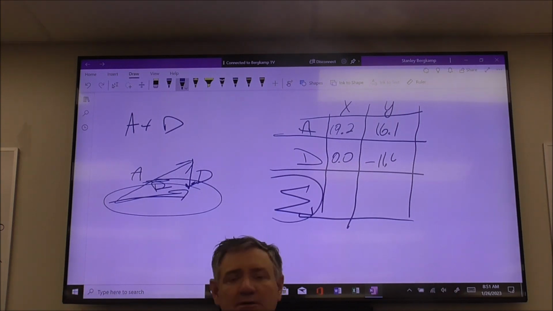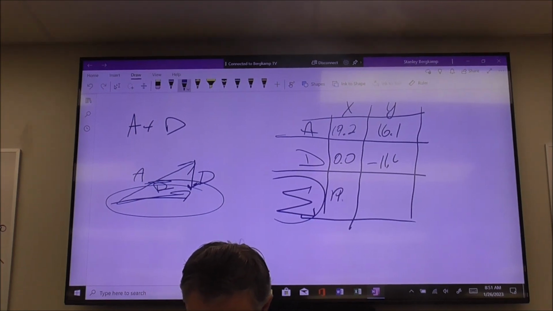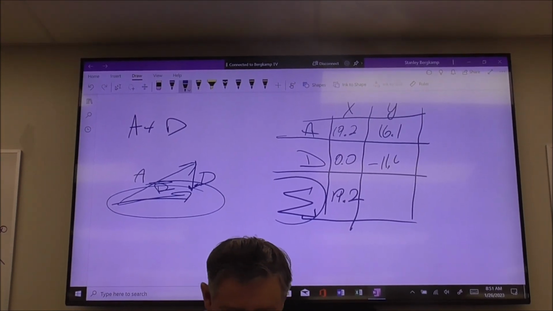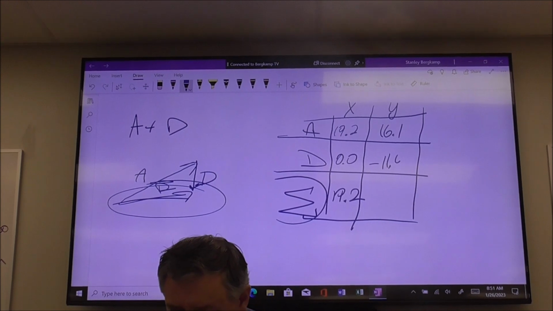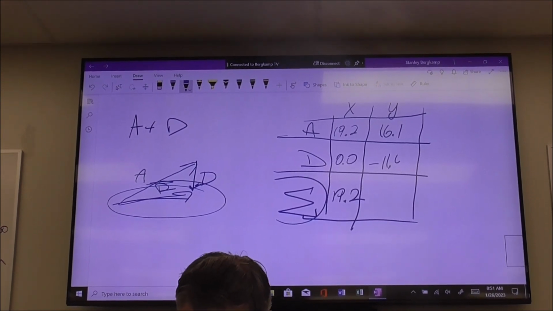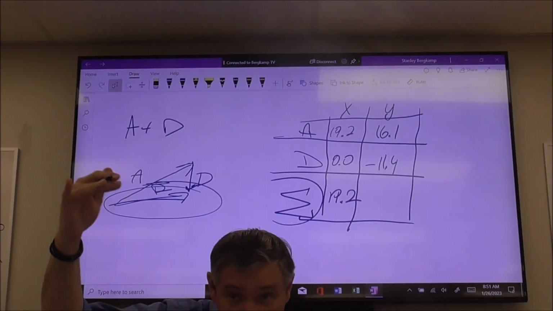Sigma means sum, so we're just going to add these columns together. So we're going to take 19.2 plus 0, and I think I should get 19.2. You can plug it into your calculator, but I think that's right. And then I'm going to take 16.1 plus this negative 11.4, which is D's, which all I did was go up there up above.